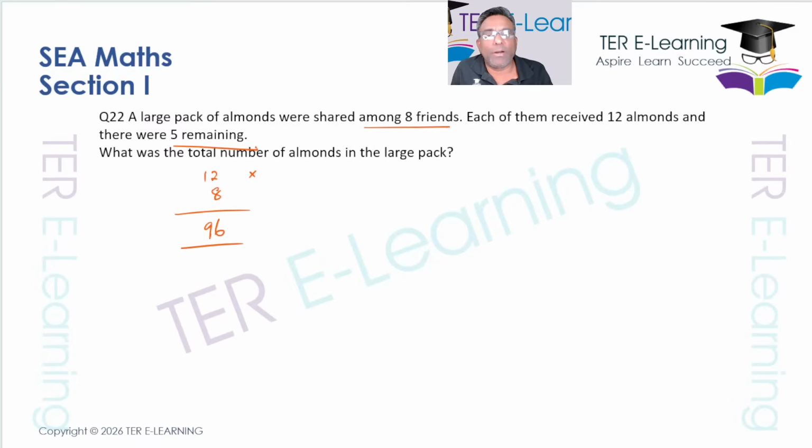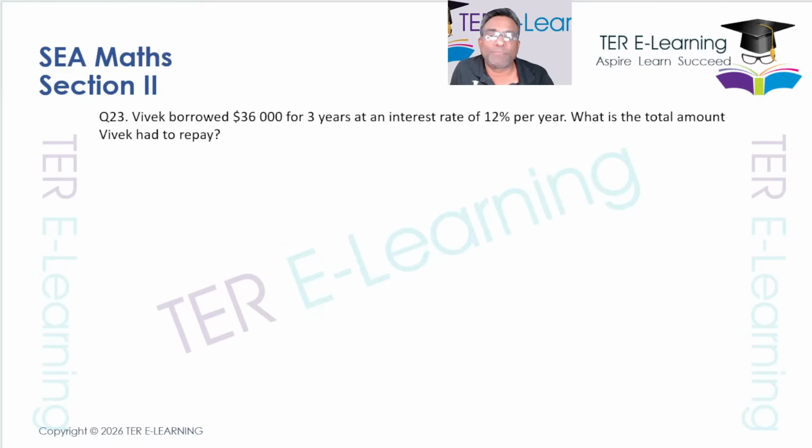But you had a remainder of 5. So therefore the total that was in the bag to begin with will be 96 plus 5. So that's 6 and 5, 11. 9 and 1 is 10. So therefore what was in the bag originally would have been 101 almonds. Right? So this is the original amount. All right? So that's 22.